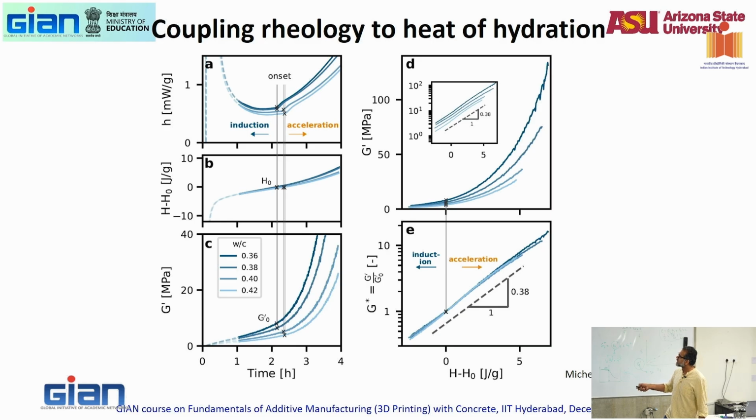And then if I subtract my heat at the onset of acceleration, and then here is my G prime plotted as time, and then here is G prime over G prime naught, some normalized value, and a normalized heat, they fall along a straight line, right? So this is the idea that you can relate rheology and hydration. You can obtain indicators of rheological measurements from hydration or vice versa.